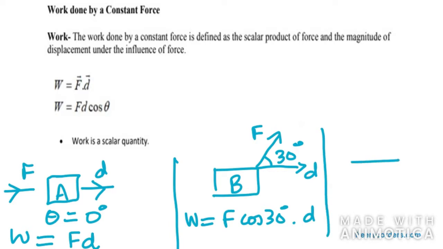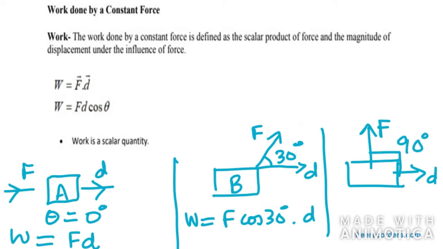Let us consider the third one. My force is in y direction and my displacement is in x direction. That means you can see that the angle between F and D is 90 degree. So work done will be, cos 90 degree is actually 0. So my work done in the third one will be 0.